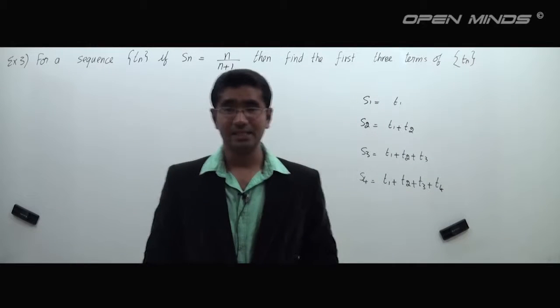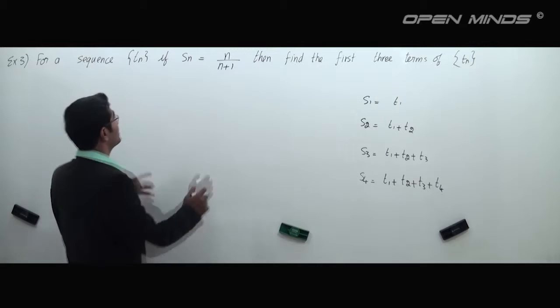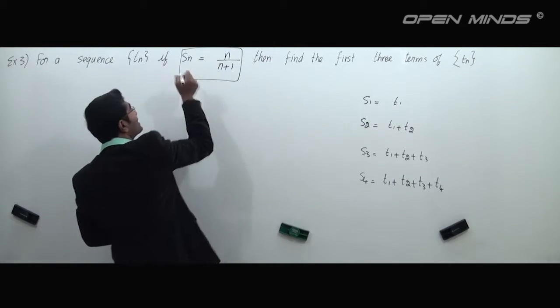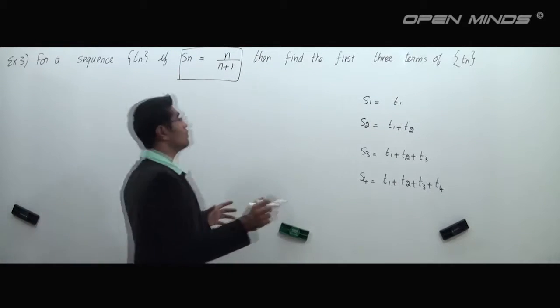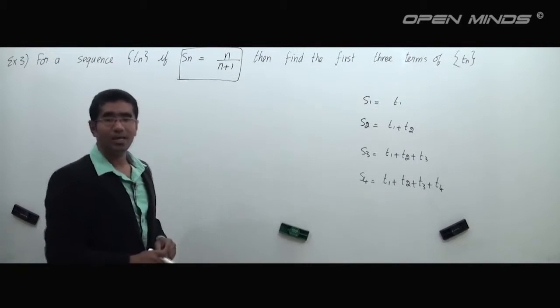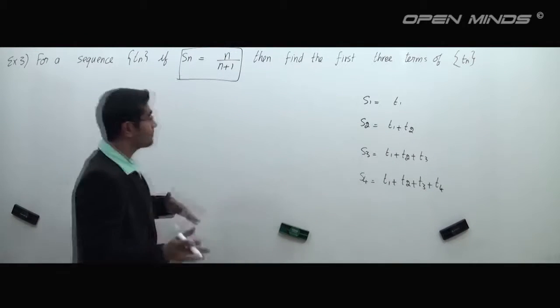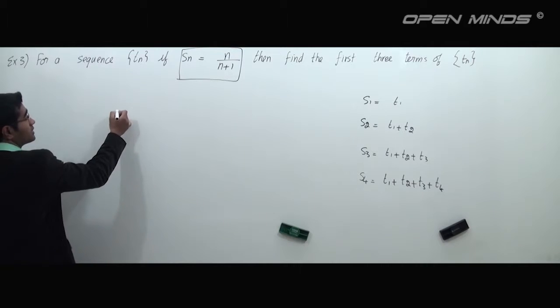Next problem is pretty easy and interesting too. What's given to me is a formula for Sn for a sequence Tn. If I put n equal to 1 here, I get the first term, and if I put n equal to 2, I get the sum of the first two terms, T1 plus T2.